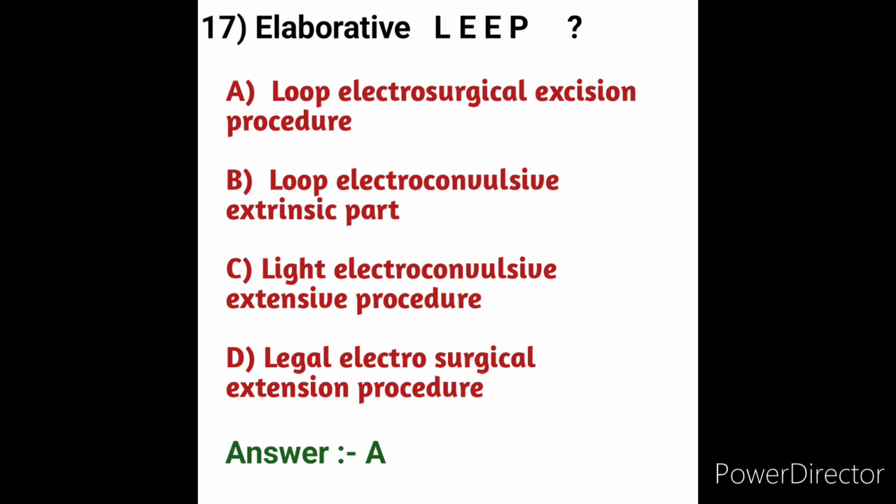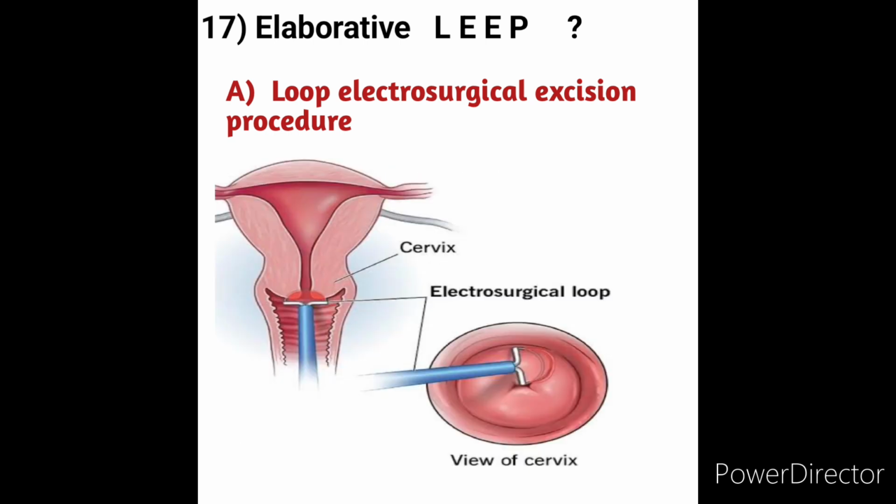LEEP uses a wire loop heated by electric current to remove cells and tissue in the woman's lower genital tract, to diagnose and treat abnormal or cancerous conditions. The lower genital tract includes the cervix and vagina. So here option A, loop electrosurgical excision procedure, is the correct answer. Here we can see this picture of LEEP. Next, move on to question number 18.